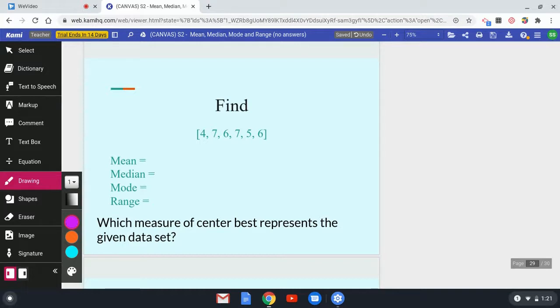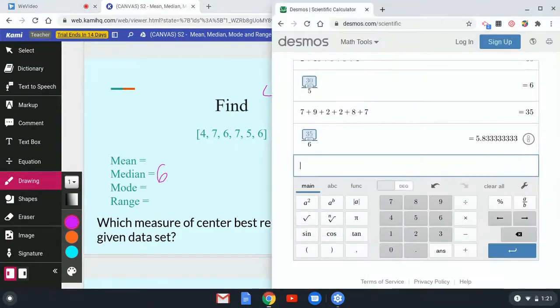Go ahead and pause. You can do both of the next ones if you want, and then come back and we'll talk about them. But let's put the numbers in order first. 4, 5, 6, 6, 7, 7. 1, 2, 3, 4, 5, 6. All right. Hey diddle diddle, the median's the middle. We add and divide for the mean.